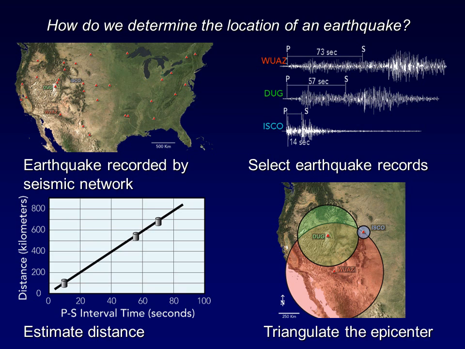Okay, how many seismic stations are needed to triangulate the epicenter? At least 3. Okay, you can use more than that, but you need at least 3.